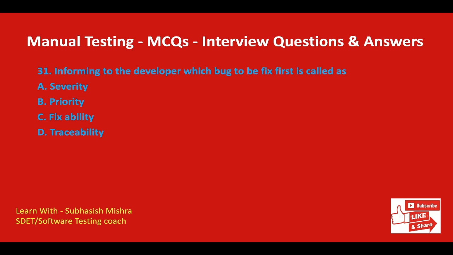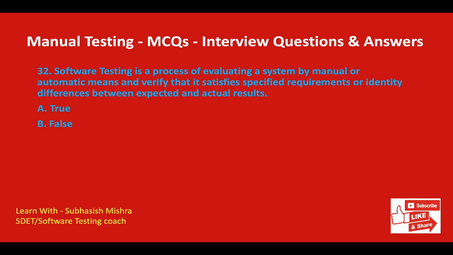So here we are talking about how fast we can fix the bug. Informing the developer which bug to be fixed first is known as priority. Okay, so the answer is priority here. Let's move to the next one.